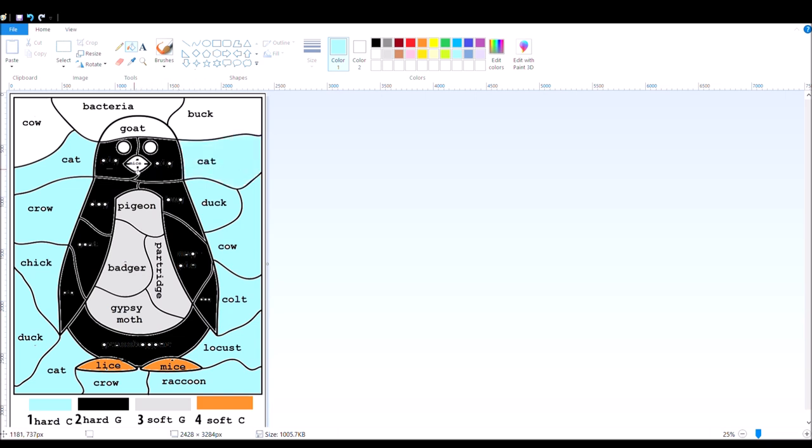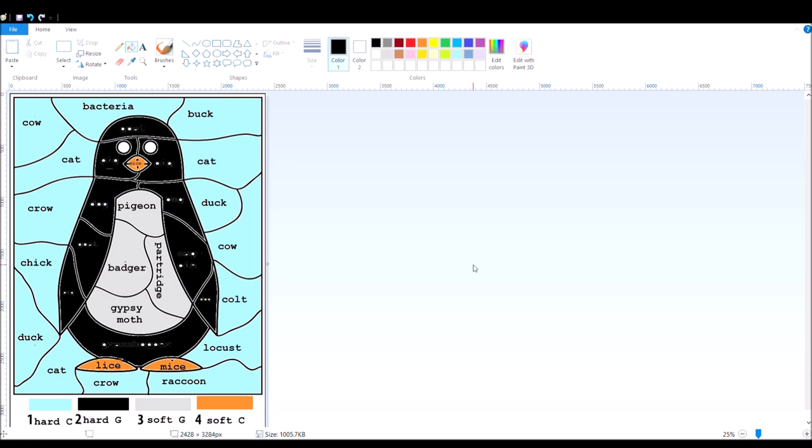And in the little one in the middle, you see M-I-C-E. The C is followed by an E. It's therefore soft and orange. Now on the far left-hand side, we have a cow, C, followed by an O. It's blue. Bacteria, C is followed by a T, therefore hard and blue. Buck, C is followed by a K, therefore hard and blue. And the final one is goat, where the G is followed by an O. It's therefore hard and black.